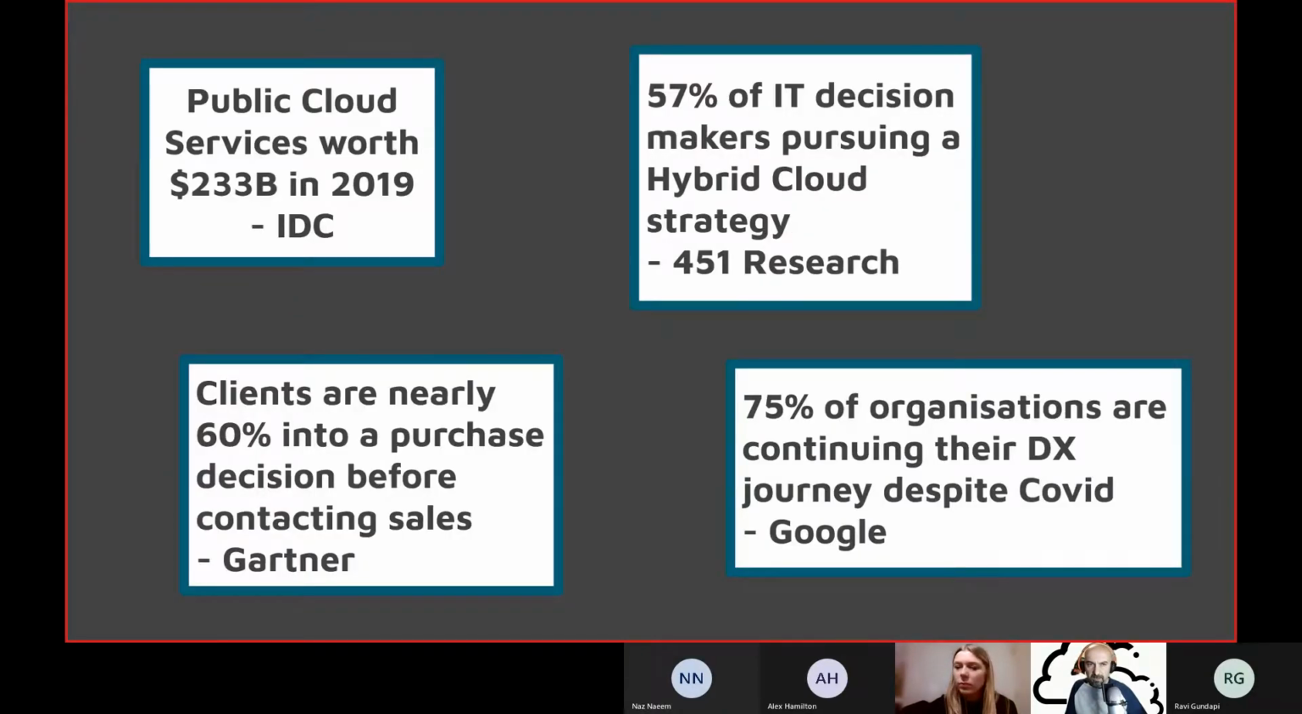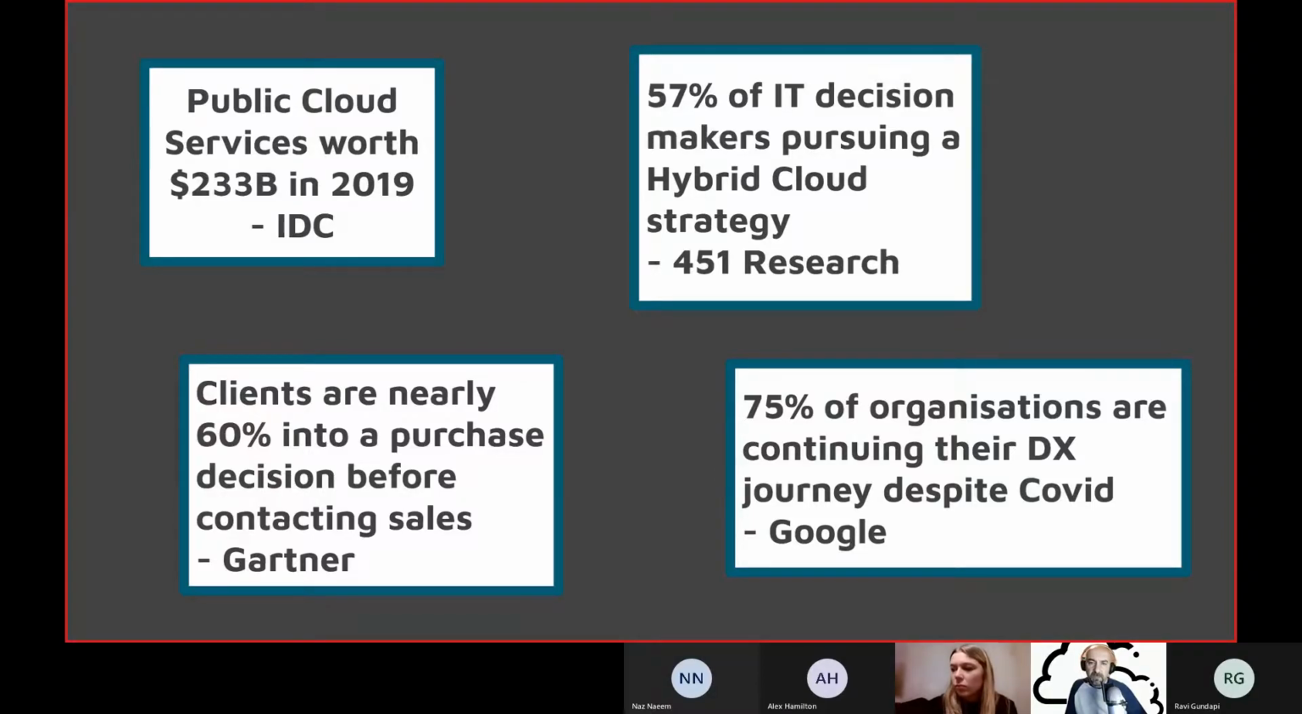Okay, so cloud state of play. Not going to dwell on this too much, just a few stats to get things going. Public cloud was worth well over $200 billion at the tail end of 2019, according to IDC. In fact, that number was much larger than all of the major traditional IT vendors, the likes of IBM, HPE, Dell, etc. That figure was bigger than all of their revenues combined.